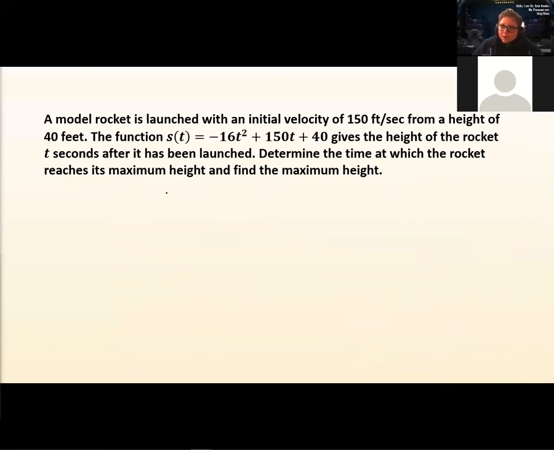Okay. This is another popular question you guys are going to see on the test. A model rocket is launched with an initial velocity of 150 feet per second from a height of 40 feet. The function is a quadratic, gives the height of the rocket t seconds after it's been launched. Determine the time at which the rocket reaches its maximum height and find the maximum height.